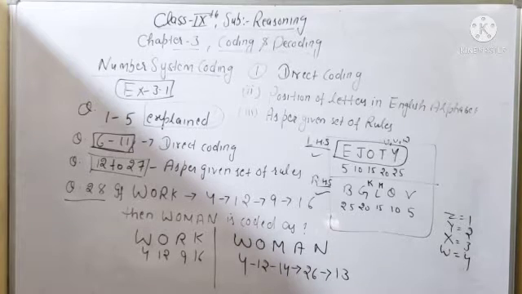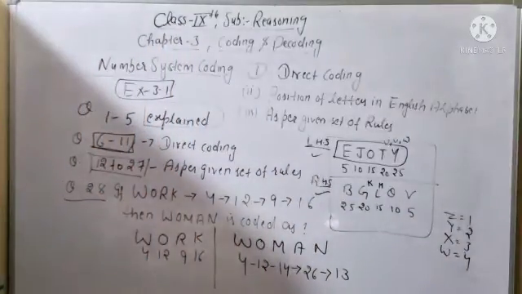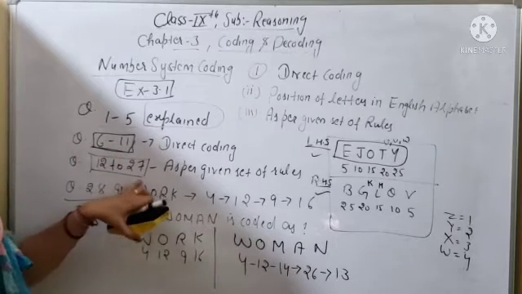4, 12, 14, 26, 13. Very good. Okay. 4, 12, 14, 26 and 13. So this will be your answer. It means simple question number 28, beta.